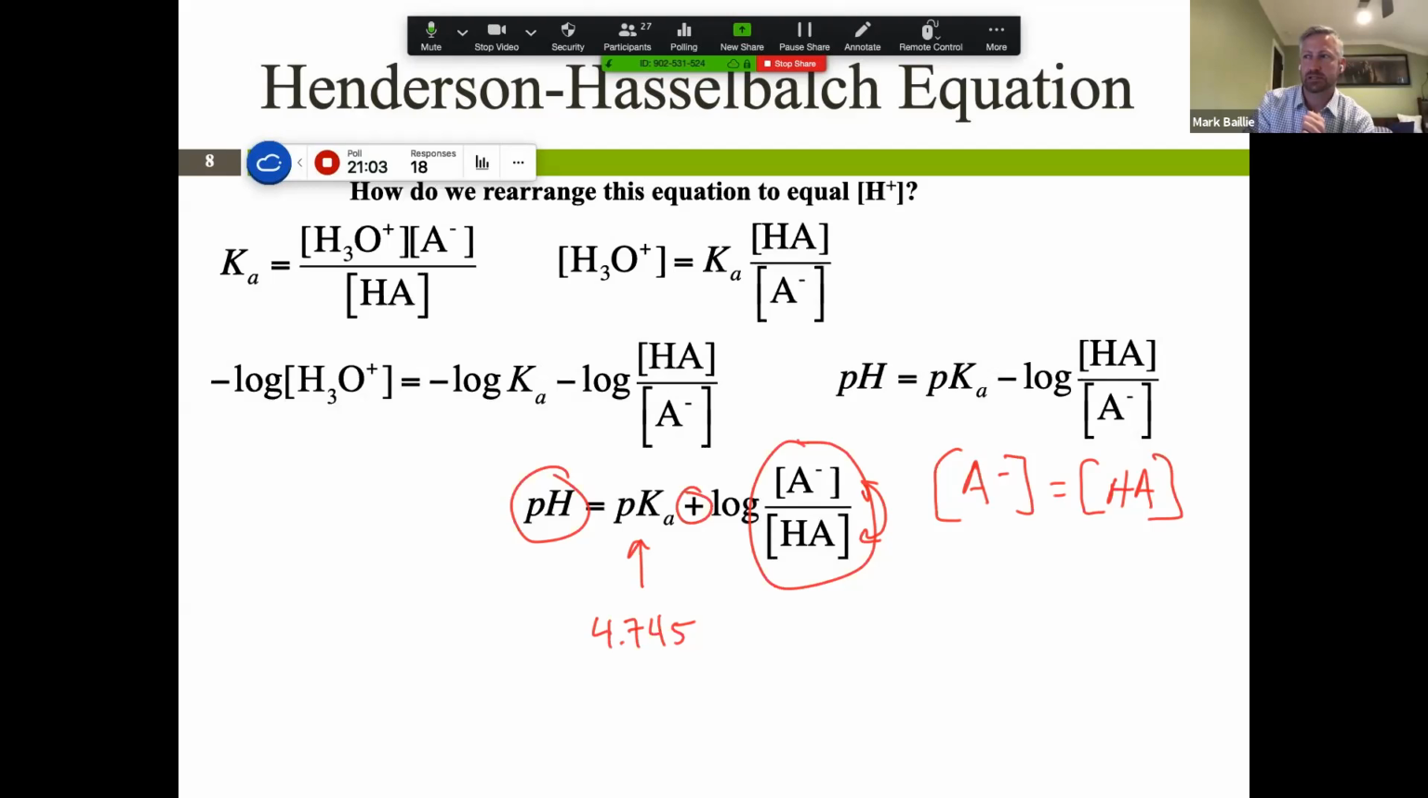So what happens to the A minus over HA when we have the same concentration of both? Oh, it just becomes 1. And what's the log of 1? 0.